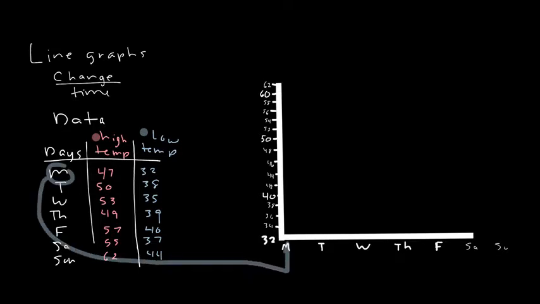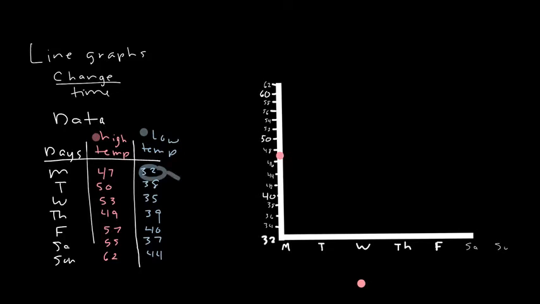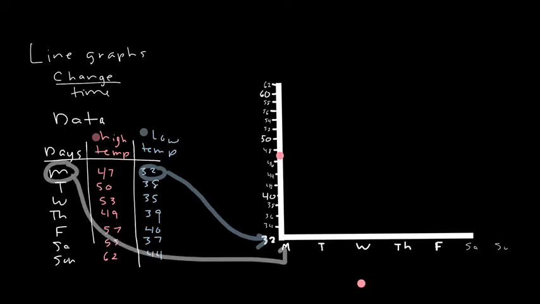Okay, so I want to graph what the temperatures were on Monday. I'm going to put a dot on this line, going straight up from there. I'm going to put a dot on that line at 47, which is the high temperature. And I'm going to put another dot at 32, which was my low temperature for that day. So those are both measurements on Monday, so both those dots are going to go on the line for Monday. Okay.